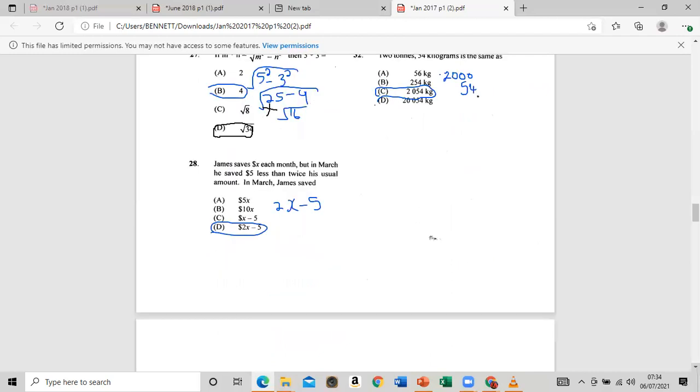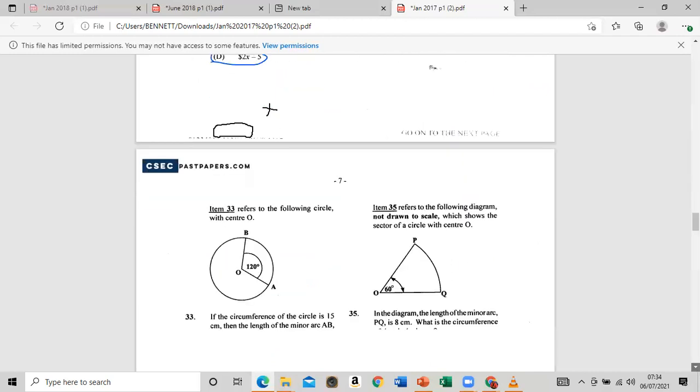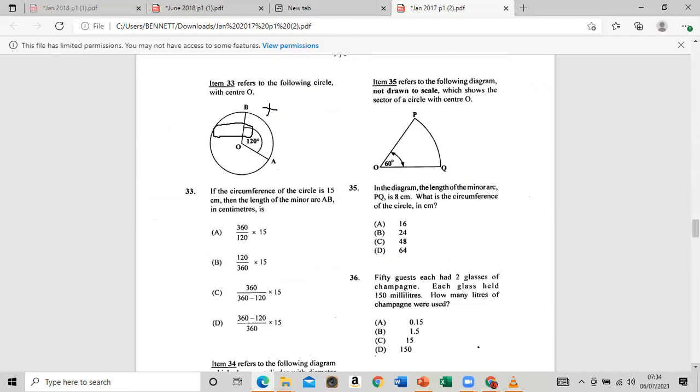Alright, so let's go to question 33. If the circumference of the circle is 15 centimeters, so circumference, that's 2 pi r. Find the length of the minor arc AB. So again, it would be 120 over 360 times the circumference. So that would be B.